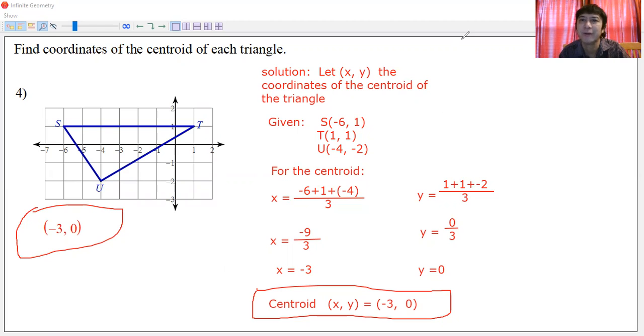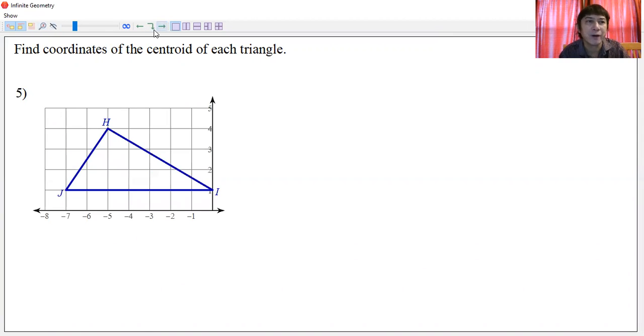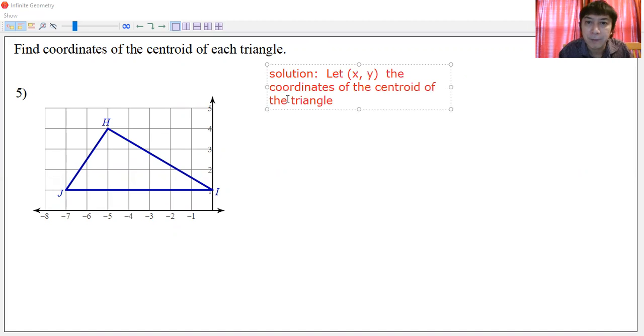Let's do number 5. Here's the next figure. Find the coordinates of the centroid. All right, and so we start with our solution. I hope you're getting the method to do it. Let xy be the coordinates of the centroid.